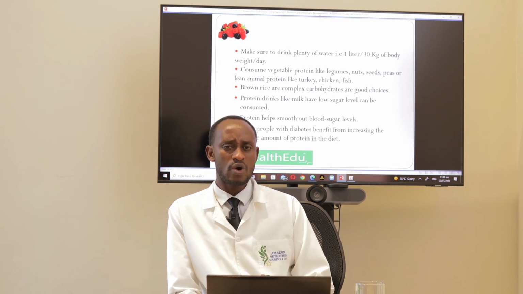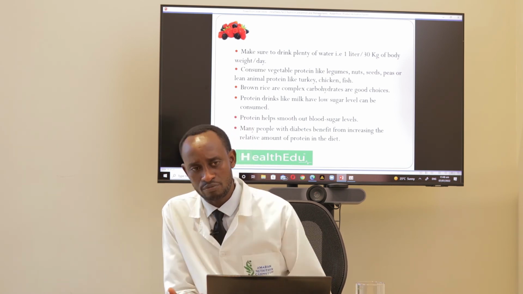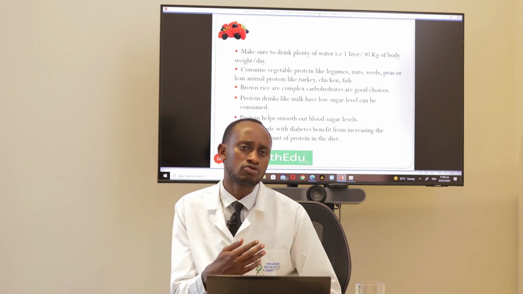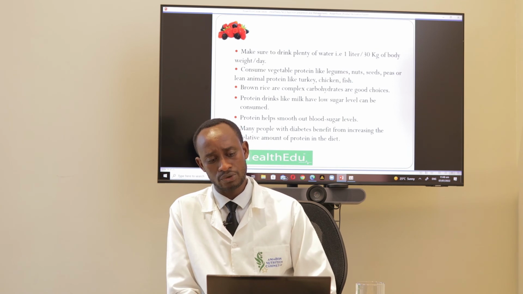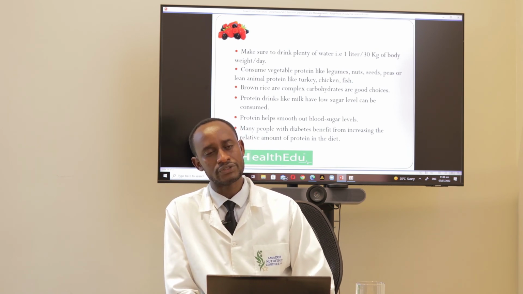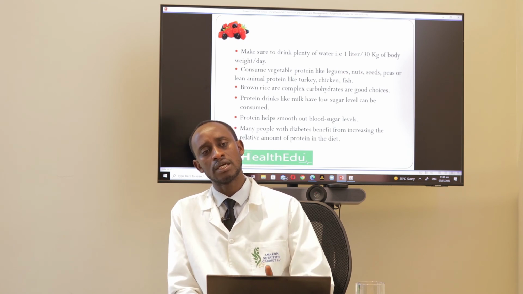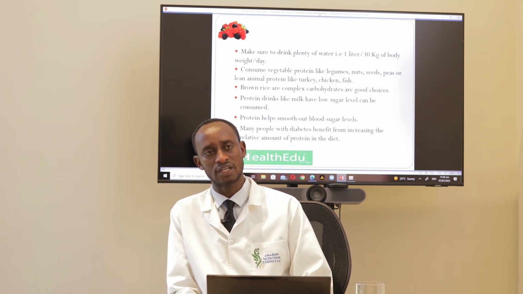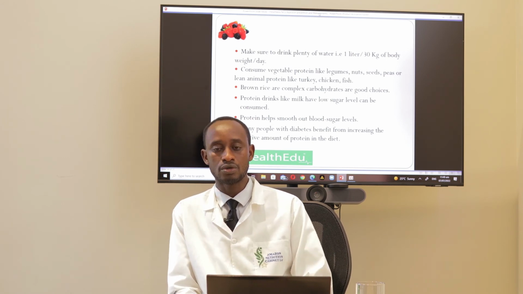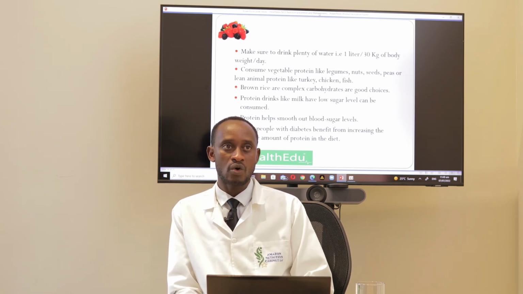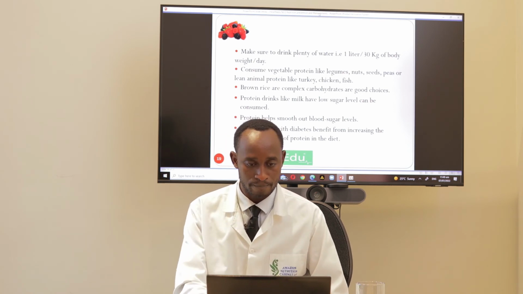So brown rice, whenever it is possible, whenever you can afford it and it is available, try to put it into your custom to take brown rice. It is very advisable because it is complex. Because it is complex, it has fibers, it has mineral salts, and even proteins that will contribute to the delay of the absorption of sugars into the bloodstream.